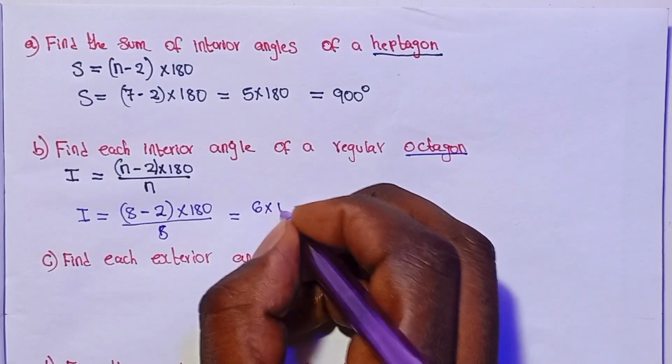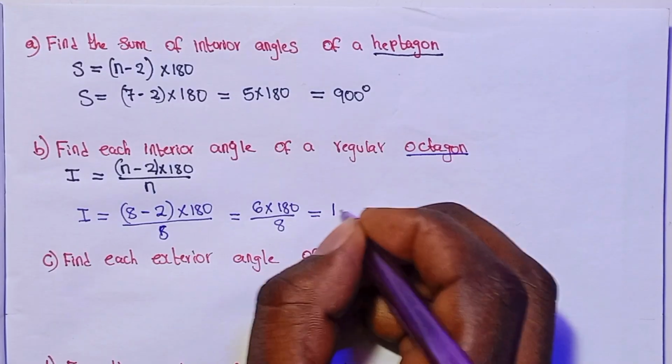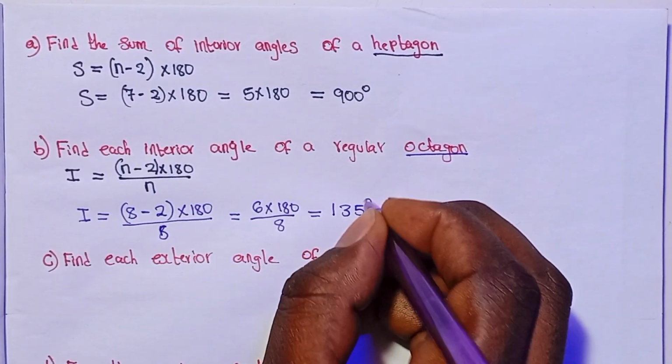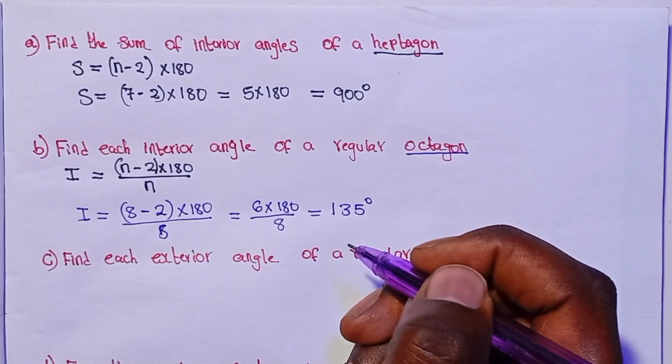So 6 times 180 all over 8. This one is 135 degrees. So that is how we find each interior angle.